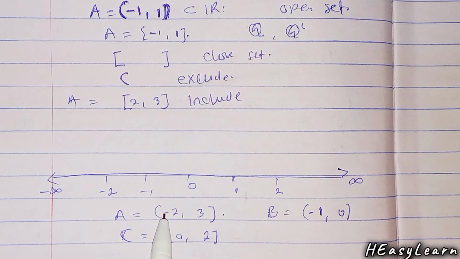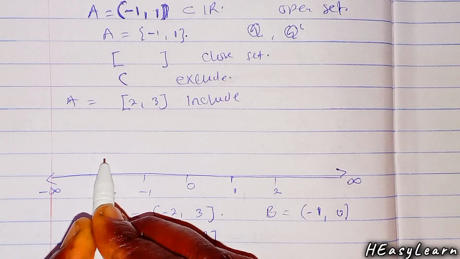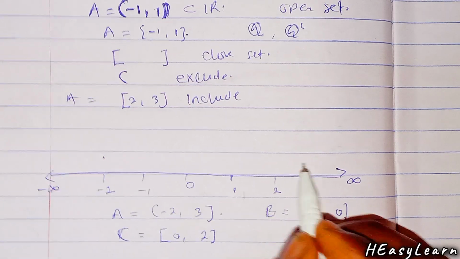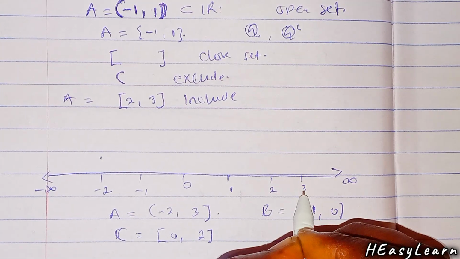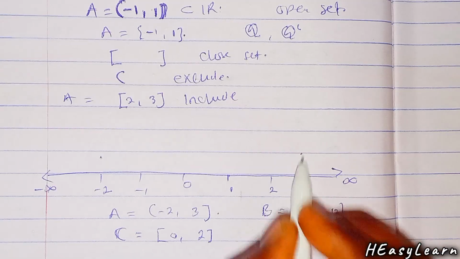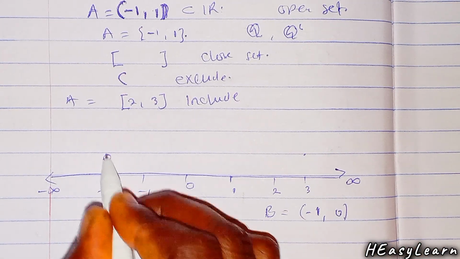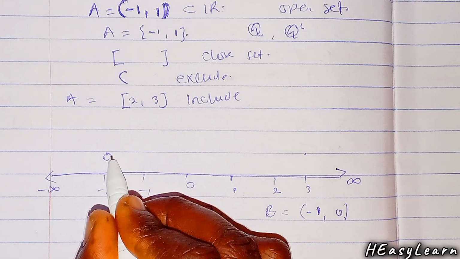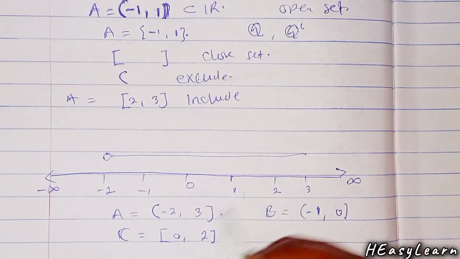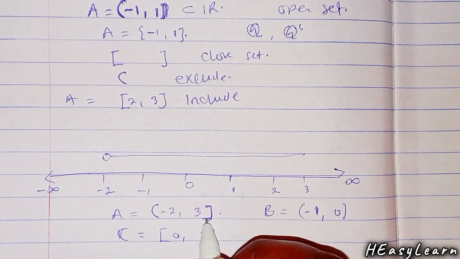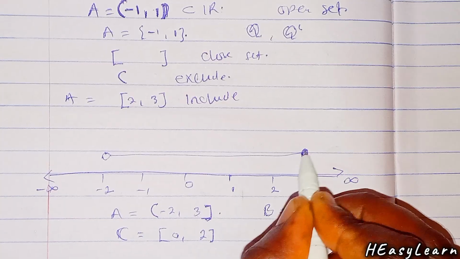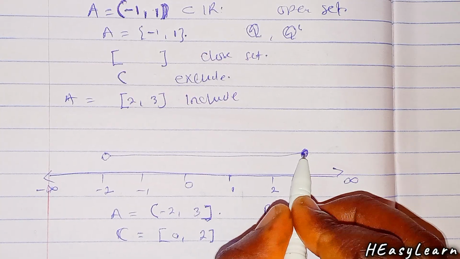So minus 2 to 3: this is minus 2, and here, assuming, is 3. It goes to this point. But look at this bracket. This is an excluded parenthesis. Then you open it from the beginning at minus 2. Then it ends at what? At 3. But this closed bracket is included, so you shade the end point.